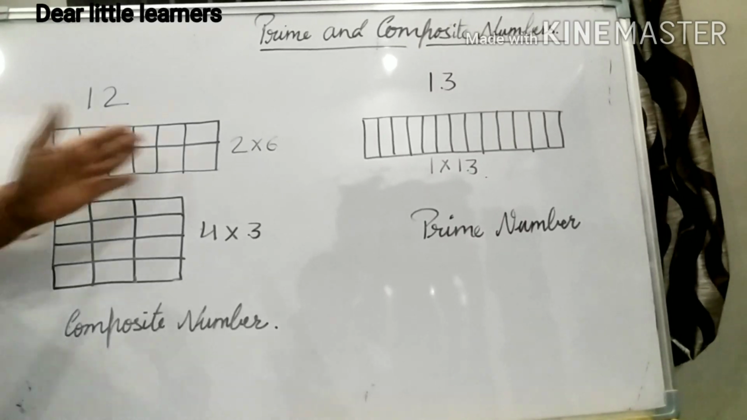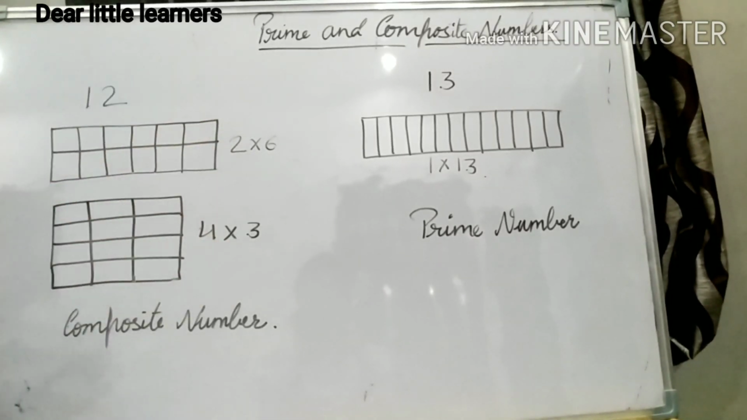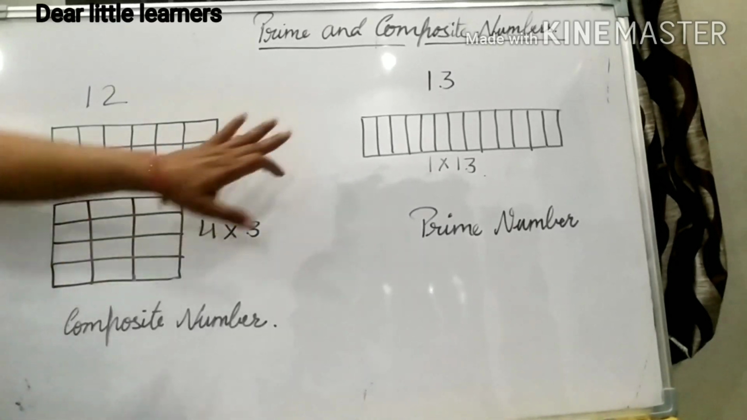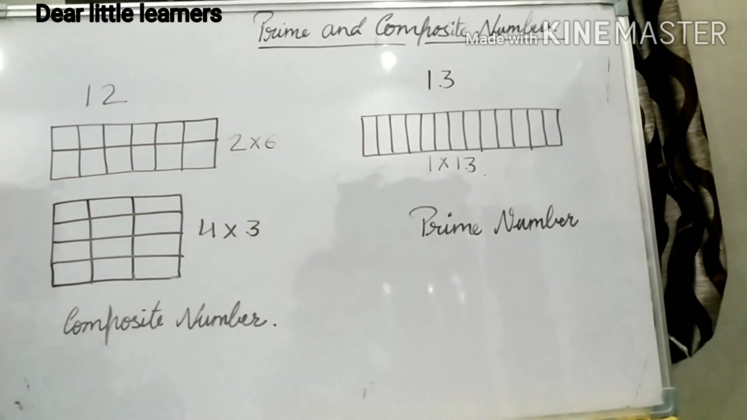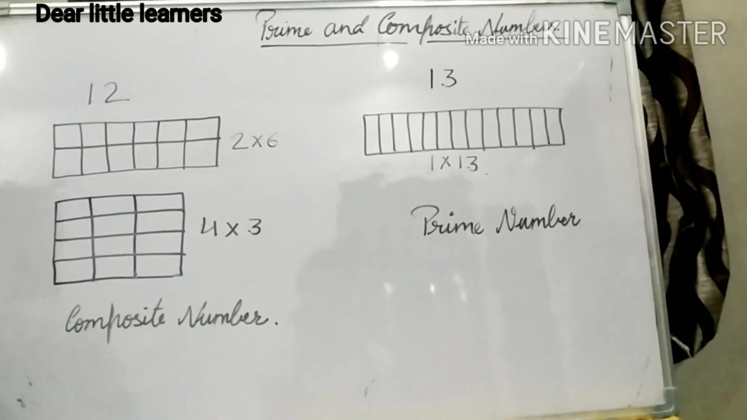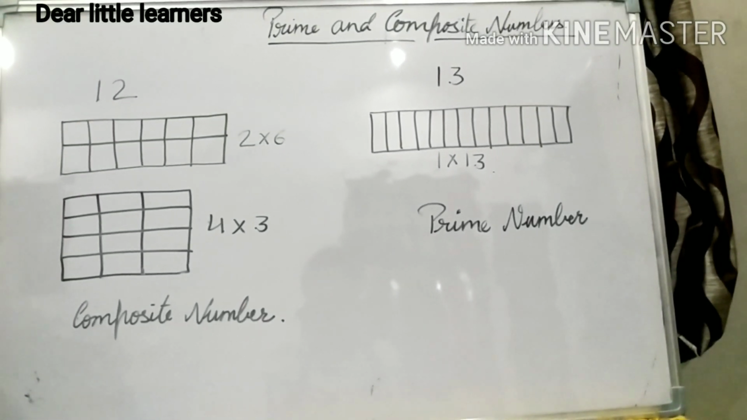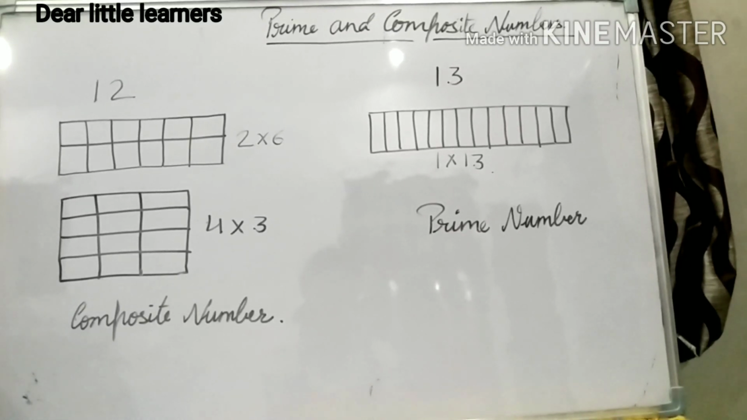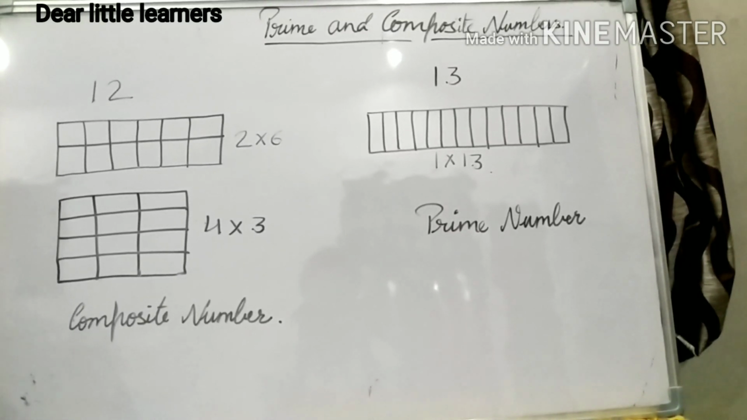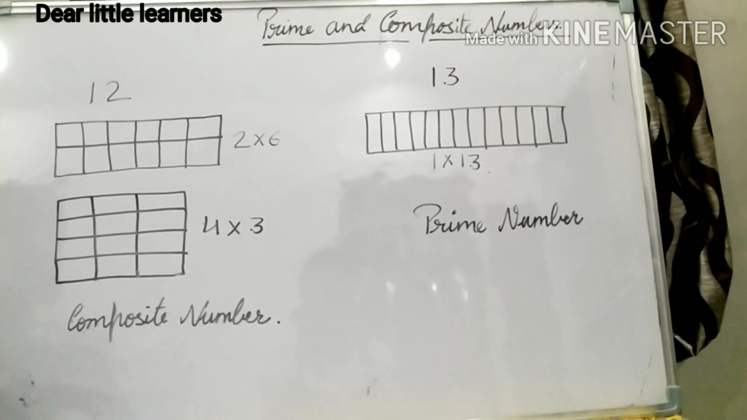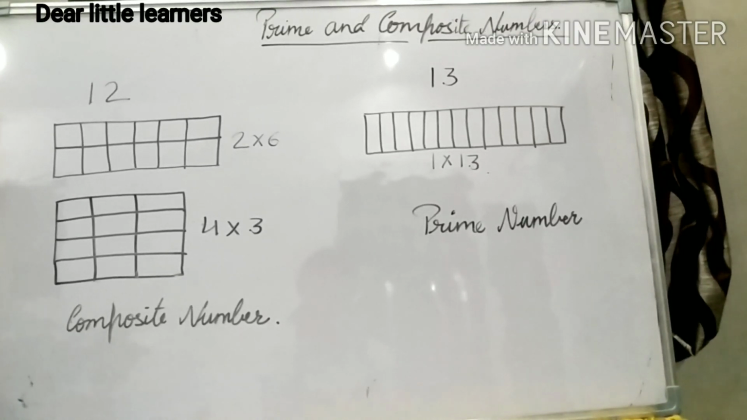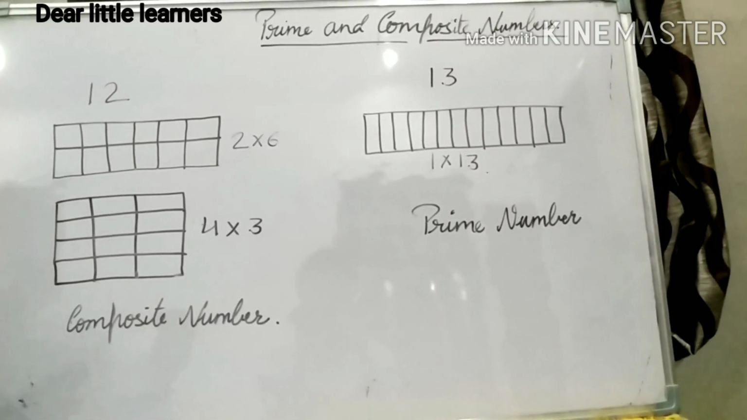2 sixes and 4 threes. In 13 we cannot make a different arrangement, children. It will be a single arrangement only, 1 multiplied by 13. So in prime numbers we always make the arrangement by 1 and by that number itself. So this is the activity. By this activity I explained how we can find out which are prime numbers and which are composite numbers. Okay children, I hope you have understood prime and composite numbers.